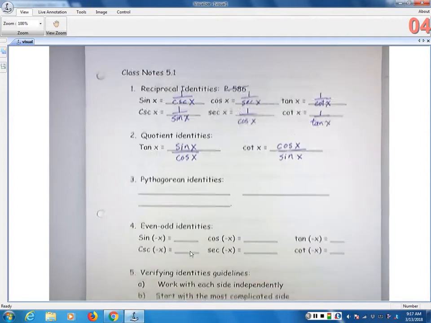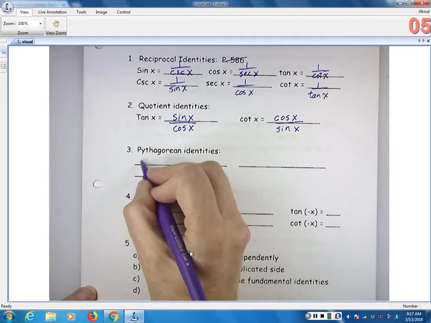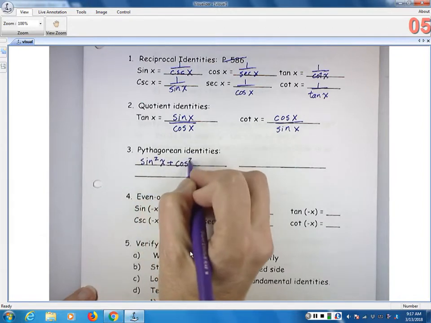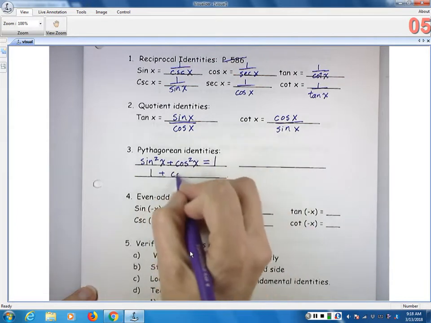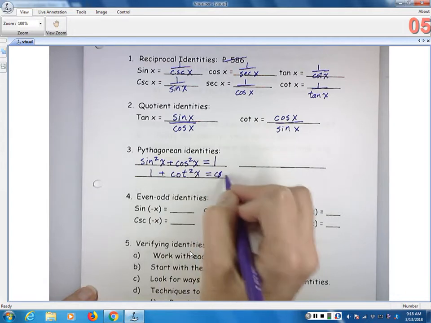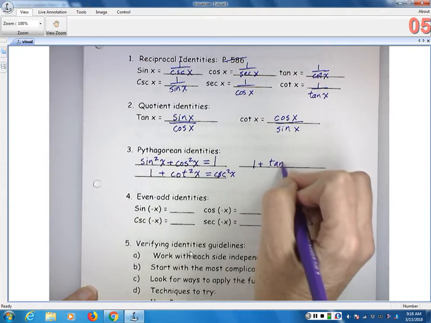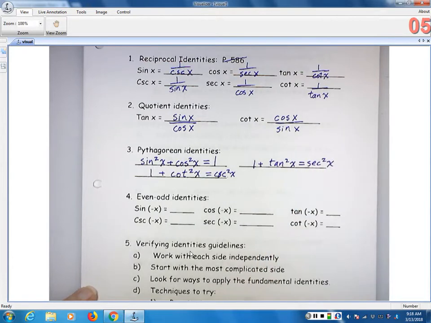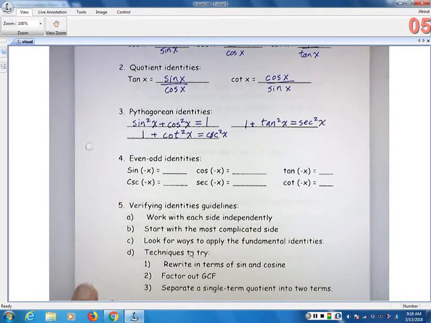The Pythagorean identities. This was that quiz I gave you. Sine squared x plus cosine squared x equals 1. 1 plus cotangent squared x equals cosecant squared x, and 1 plus tangent squared x equals secant squared x. Then you've got the even and odd identities.